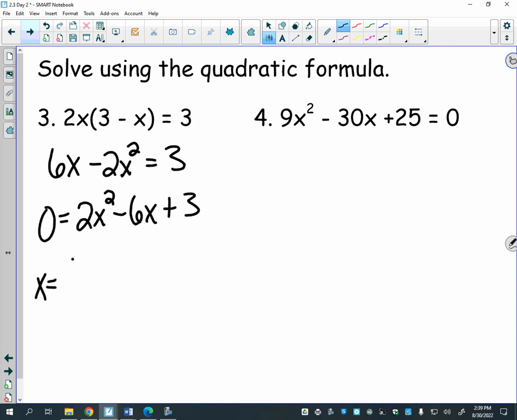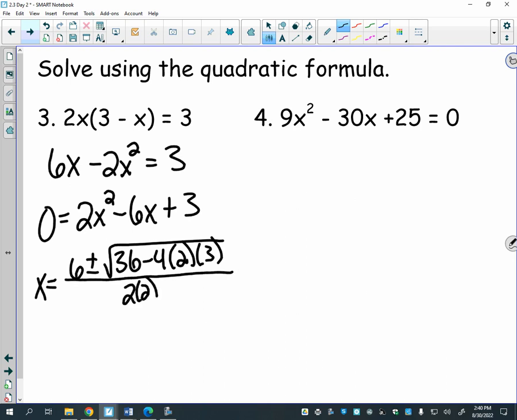So that would be negative b plus or minus the square root of b squared, which is 36, minus 4 times 2 times 3, all over 2 times 2. And I cannot stress enough, I say it in Algebra 2, I'm going to say it again. Show me a little bit of work here so that you can get some partial credit. And then I'm just going to type this in my calculator. 36 minus 4 times 2 times 3 is 12.